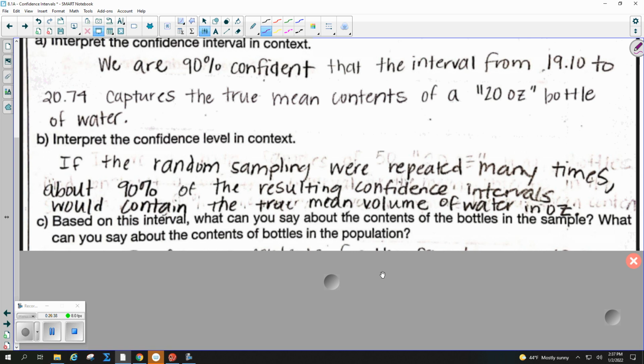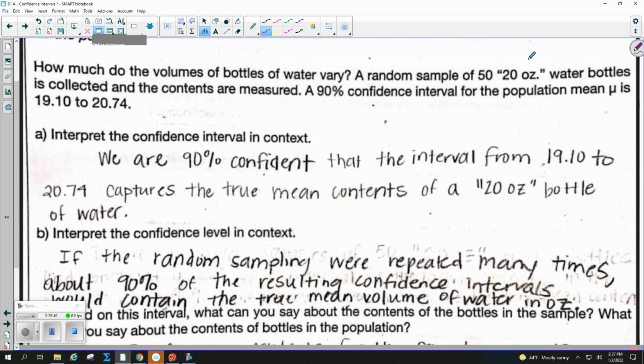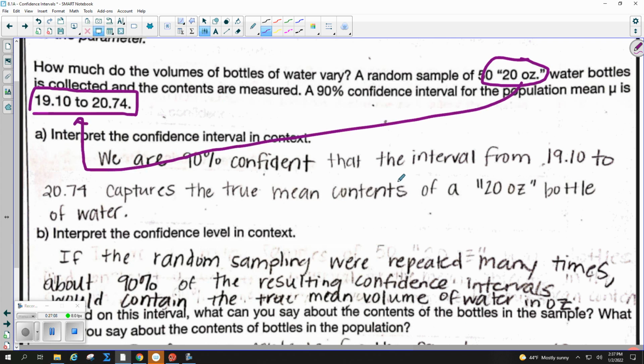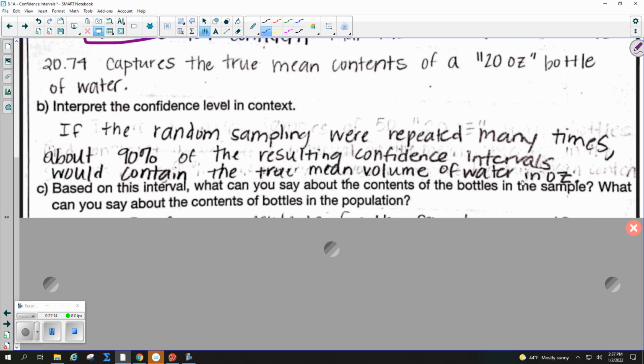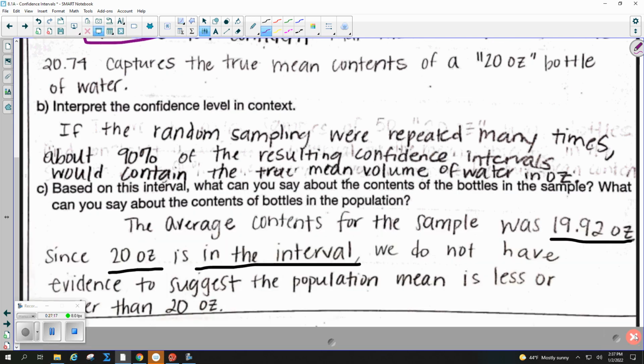All right, for this last one, it's kind of tricky. It's like, what are they looking for? But basically, a lot of times they're going to start asking, so do we have evidence that maybe the bottles don't really have 20 ounces in them, as the company claims? But if you look at this right here, the center, if you were to add them and divide by 2, you could find your sample mean, your X bar. And also because this 20 is in that interval, I feel pretty confident that this is a trustworthy amount, all right? So we do not have evidence that the company is lying to us, all right?